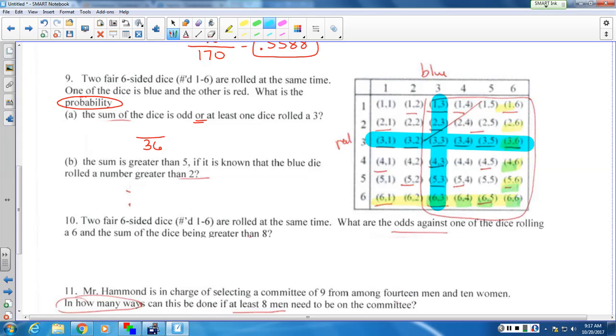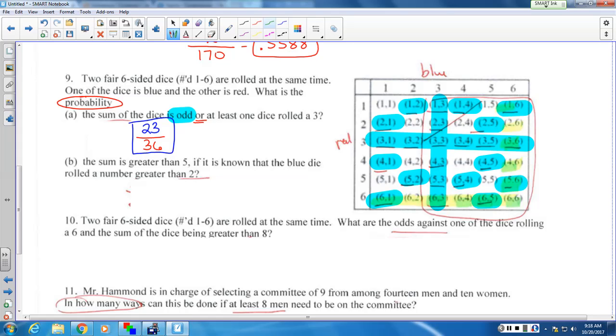So I've got all the places where a 3 is rolled. Now I need to also include every time the sum is odd. So that happens those 2, those 2, 4, those. And then I'm just going to count up all these blue ones here. So I get 1, 2, 3, 4, 5, 6, 7, 8, 9, 10, 11, 12, 13, 14, 15, 16, 17, 18, 20, 21, 23. Is that what y'all got? 23 out of 36, which is reduced.